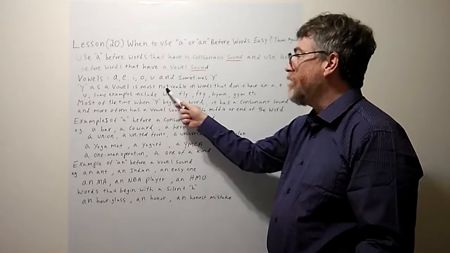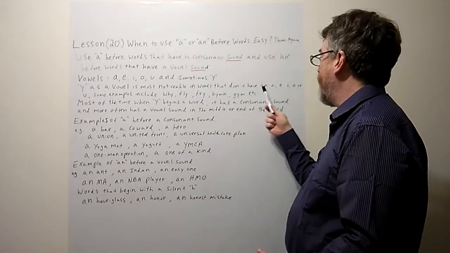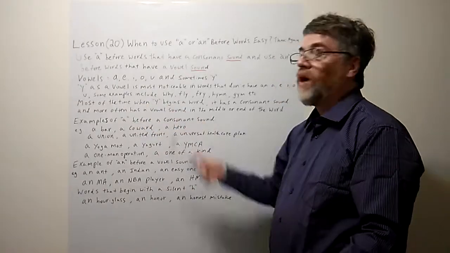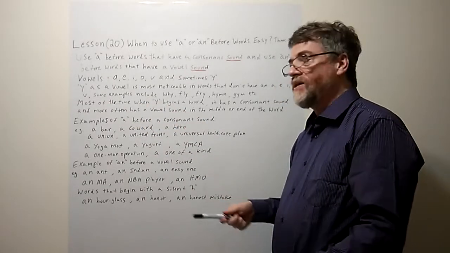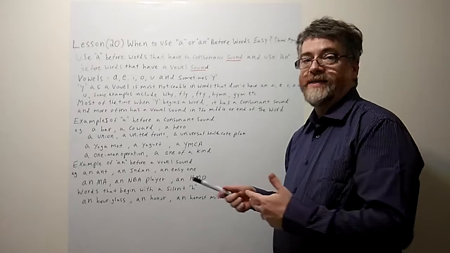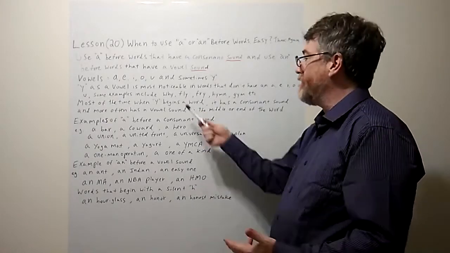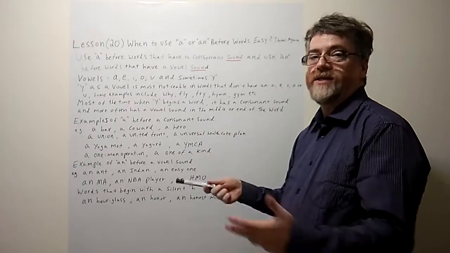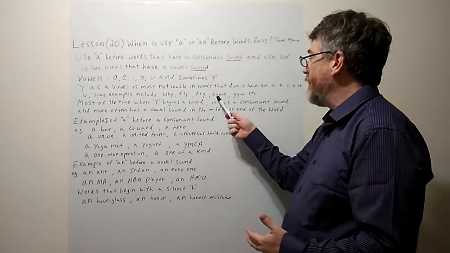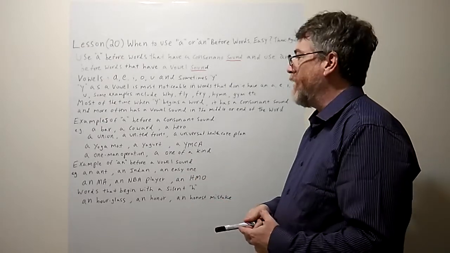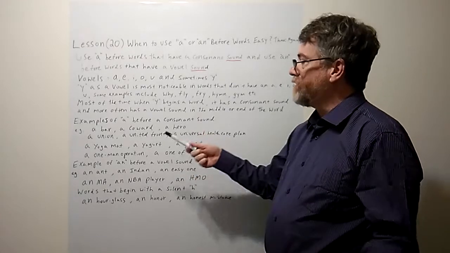Y as a vowel is most noticeable in words that don't have an A, E, I, O, U. Some examples include Y, W-H-Y. So obviously Y is the vowel in this word. Y, fly. Obviously there are no other vowels, so it has to be a vowel in those words. Him, Jim. Those are, again, good examples.